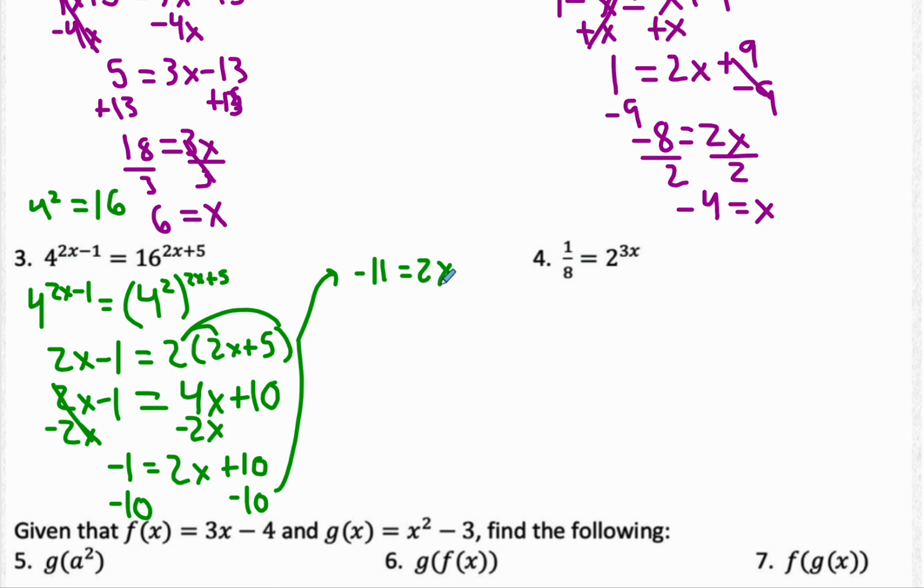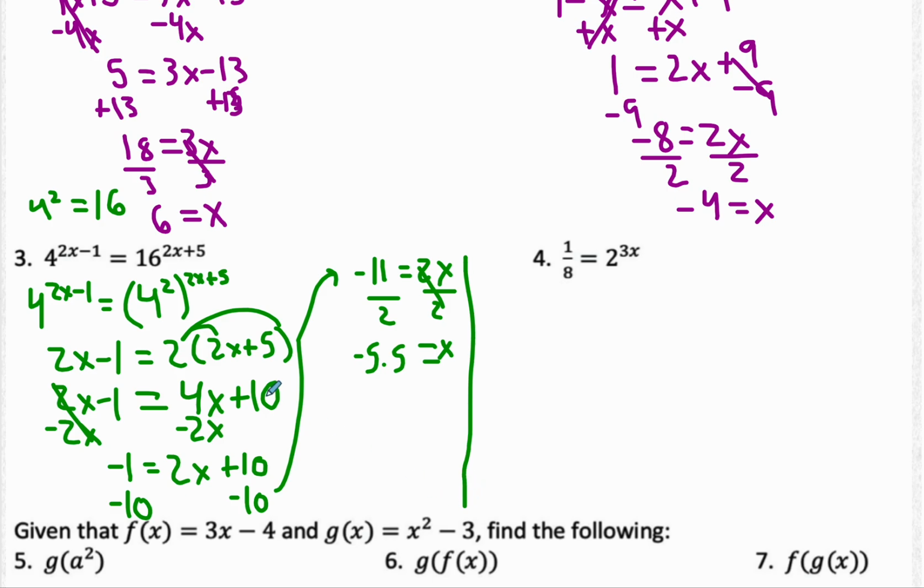Equals 2x. Dividing by 2. All right, so let's see, if it were 10 over 2, it'd be negative 5. But that's 11, so it'd be negative 5.5. Or you could just leave it as negative 11 over 2 as well. That's okay.